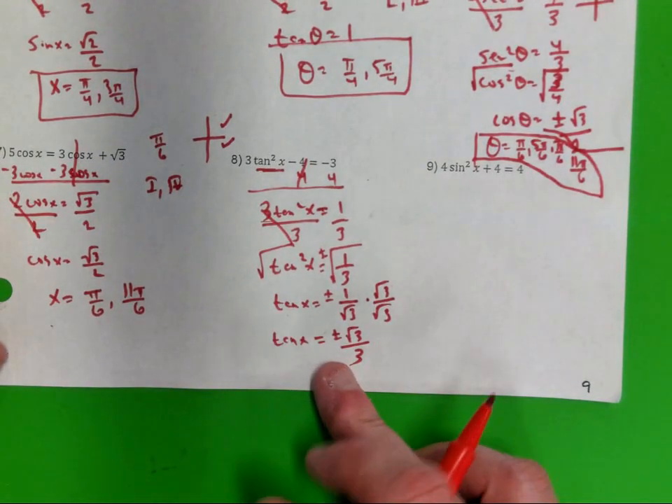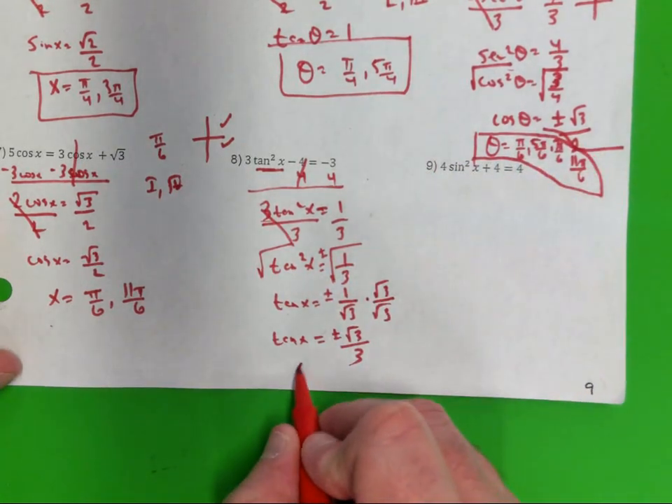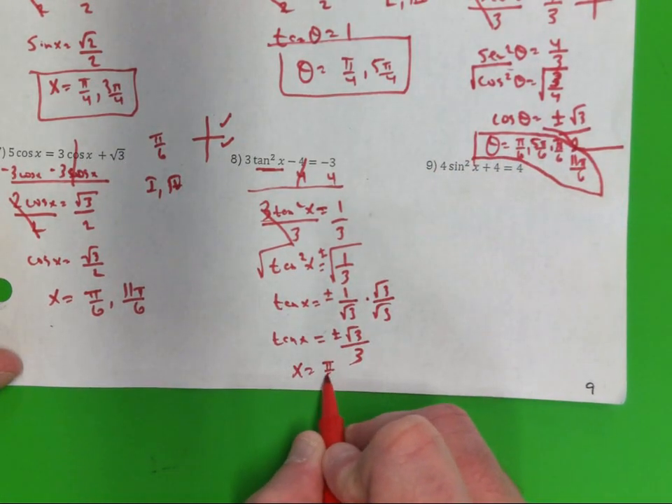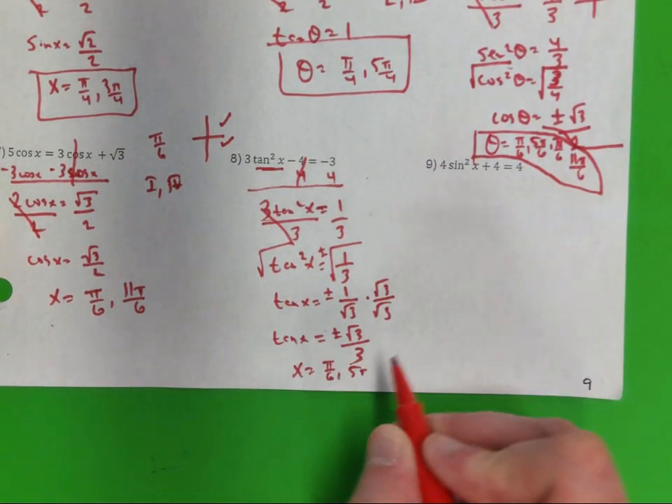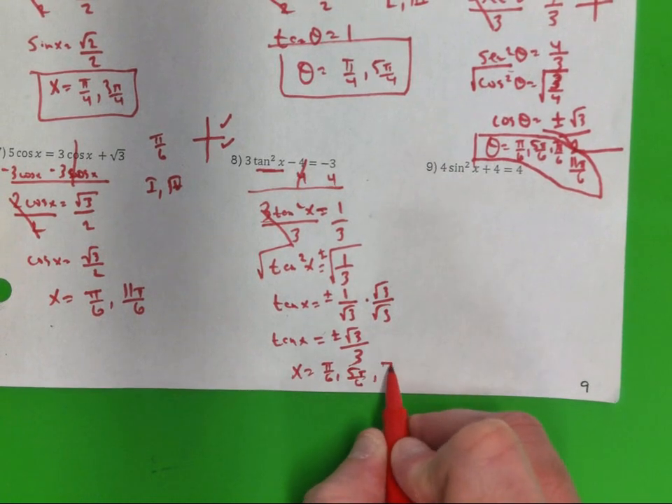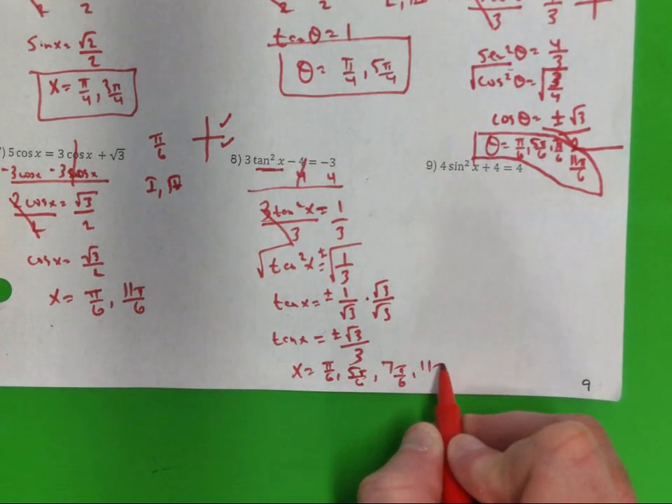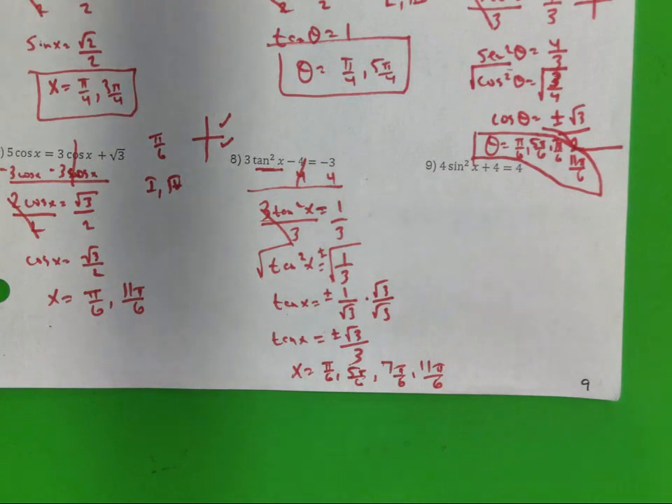Now, we want the positive and negative. So that means it's coming out of all 4 quadrants. So you got pi over 6, 5 pi over 6, 7 pi over 6, and 11 pi over 6. So it's all 4 of those again.